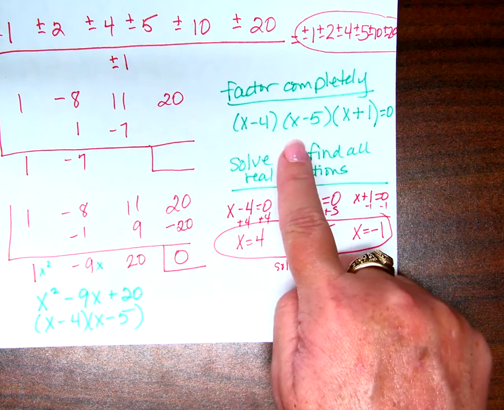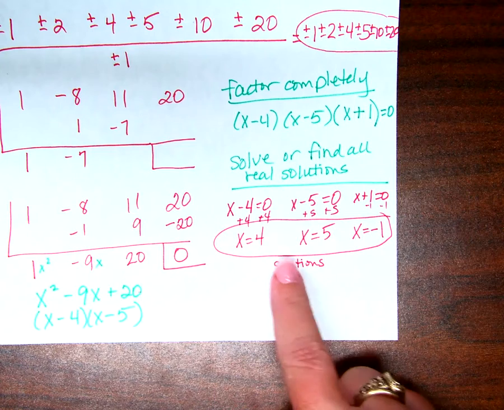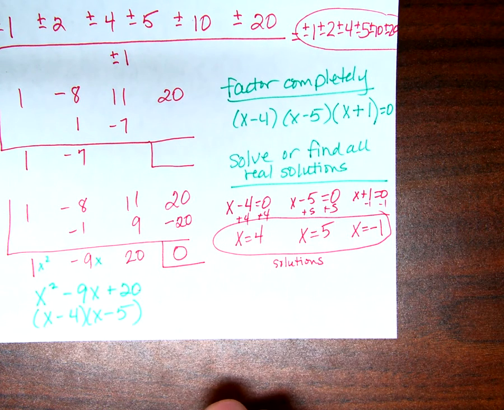These are factors. You can tell that because they're numbers being multiplied together to get the original equation. But these are zeros or solutions. Okay? Any questions about that?